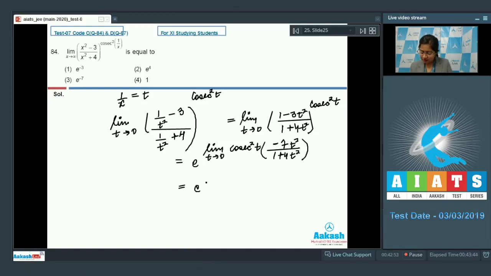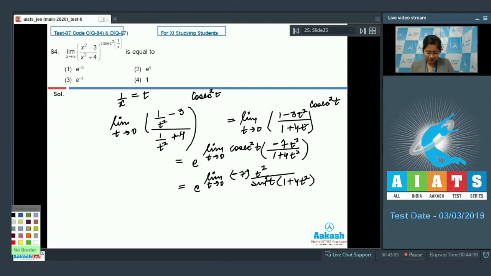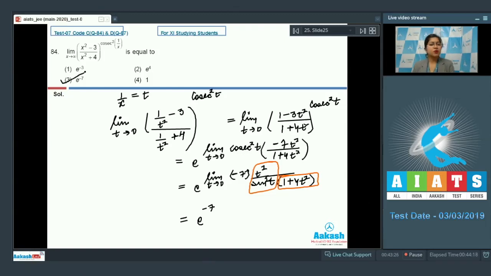That can further be written equal to e raised to the power limit t tending to 0 minus 7 into t square upon sin square t, and also in the denominator we have 1 plus 4t square. Now as t is tending to 0, so this term will tend to 1 and this term will also tend to 1. So directly the limit can be equal to e raised to the power minus 7. That is, correct answer is option number 3.